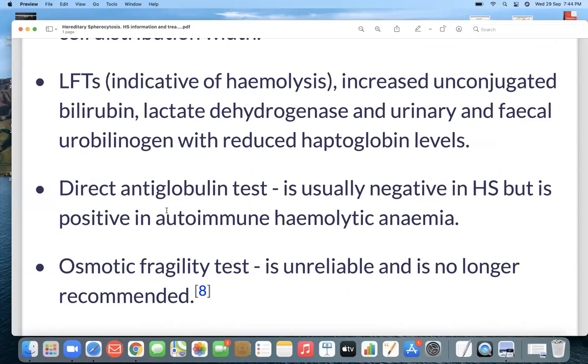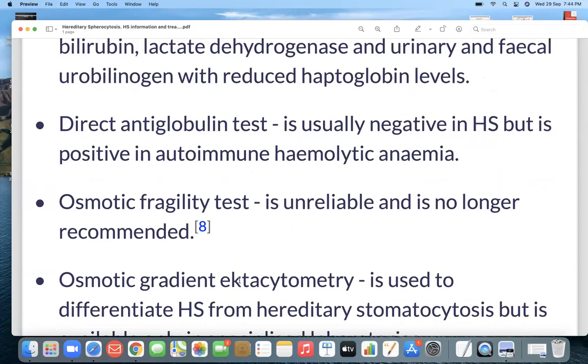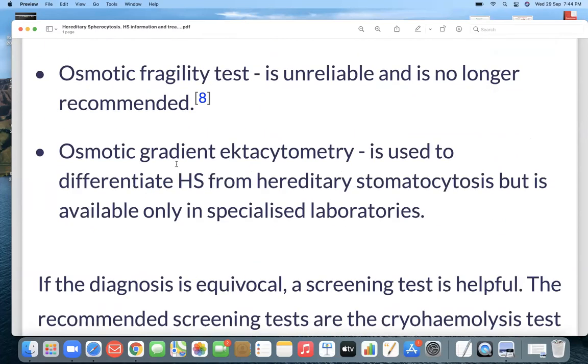Next, for your differential, you do the direct antiglobulin test. If it is negative, it favors hereditary spherocytosis, but it is positive in autoimmune hemolytic anemia. Osmotic fragility test is unreliable and is no longer recommended, so you will not go for it. As I told you, they are now using EMA.